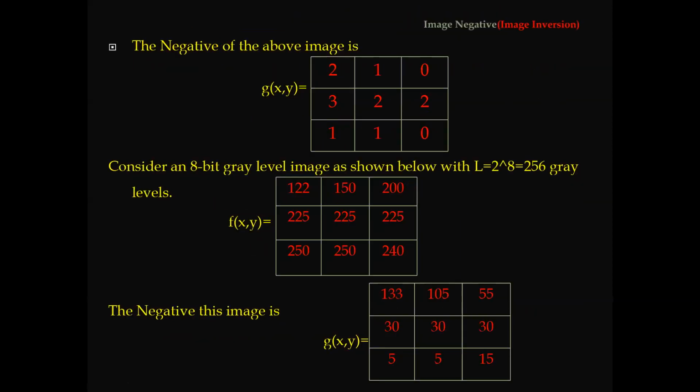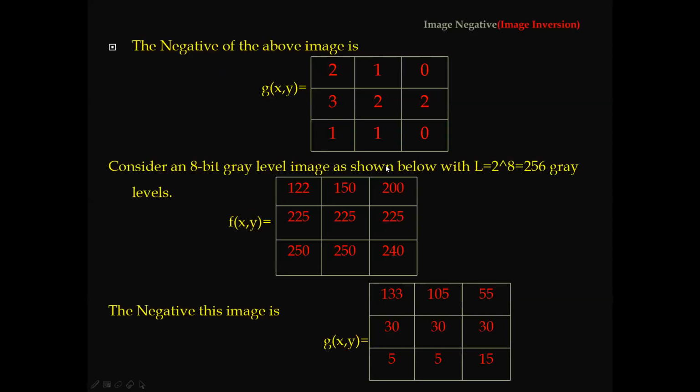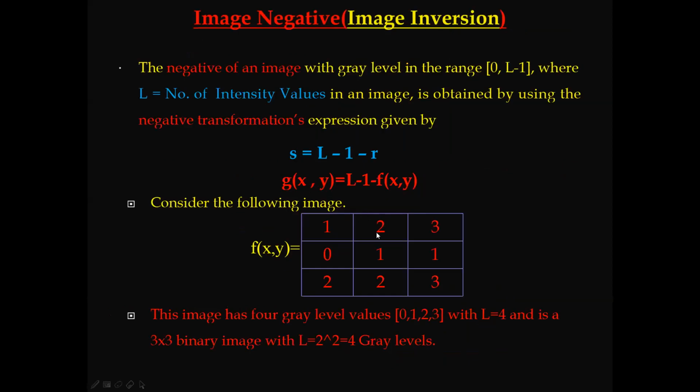See this. The negative of the given image will be g of x equal to 2, 1, 0, 3, 2, 2, 1, 1, 0. How are we getting these values? For example, how are we getting this 2? This is the actual given one. As per the formula, s equals L minus 1 minus r. What is the L value? 4. 4 minus 1 is 3, minus r. What is the r value? 1. So 4 minus 1 minus 1, its value is 2.